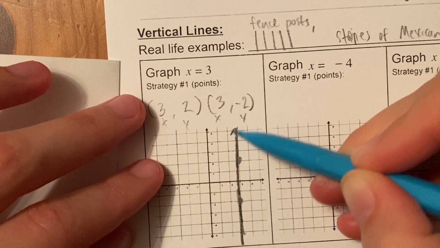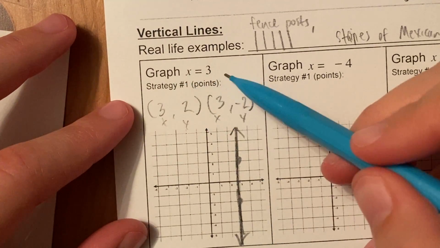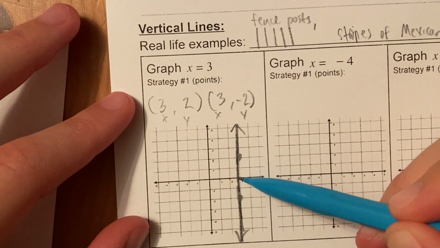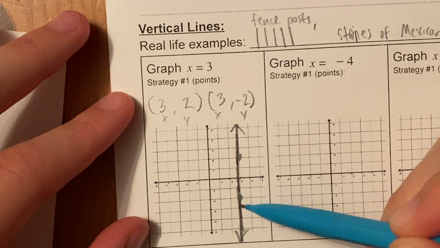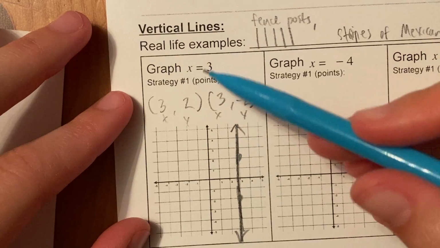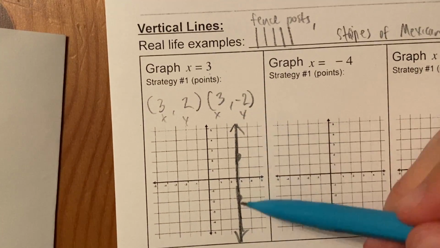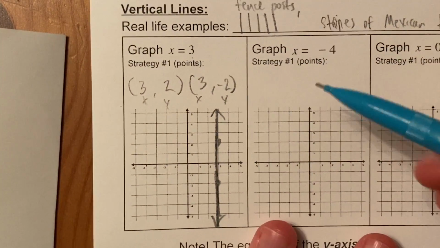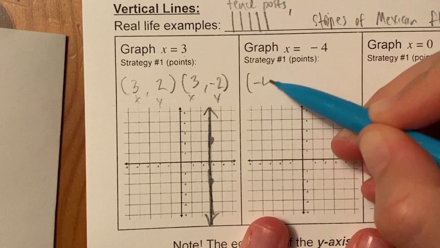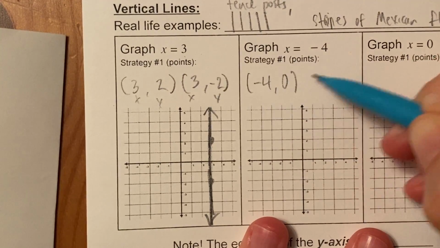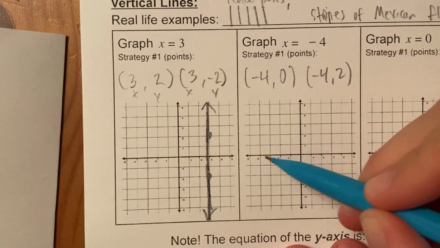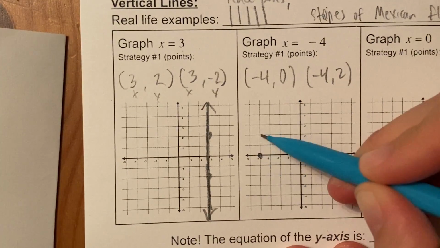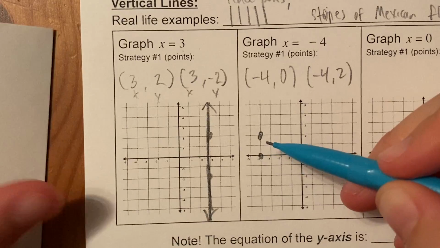And we can see that anywhere along this line, the x value is 3, right? Here's the point (3, 0), (3, 1), (3, 5), (3, -2.5). So this line represents x equals 3, and everywhere along this line, the x value is 3. If I do the same thing with x equals -4, here's (-4, 0), (-4, 2). We can see the line's going to be here.